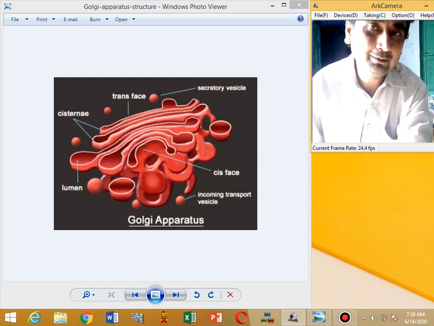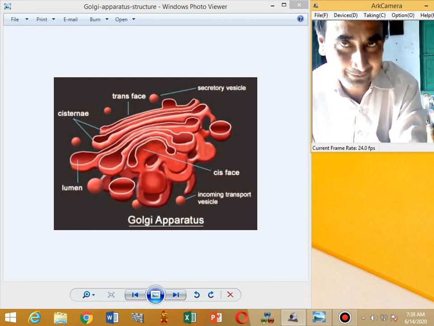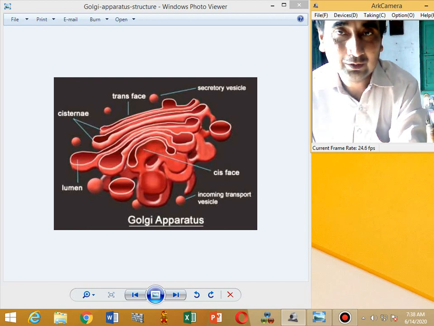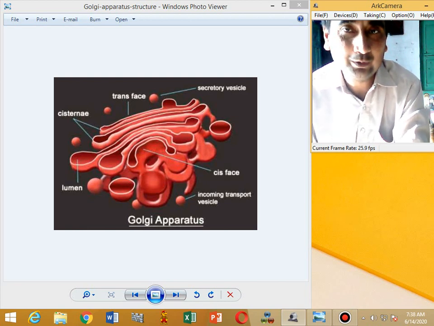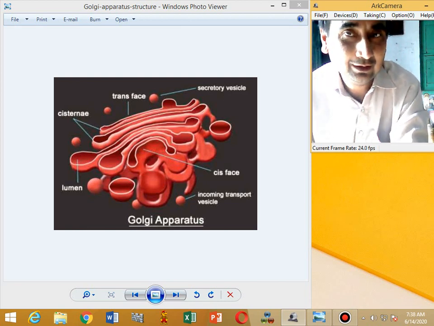We are studying cell biology. Today's topic is the Golgi apparatus. What is the Golgi apparatus? Who discovered it, what other functions does it perform, and how is it necessary for the cell? All these things we will study today in this lecture.